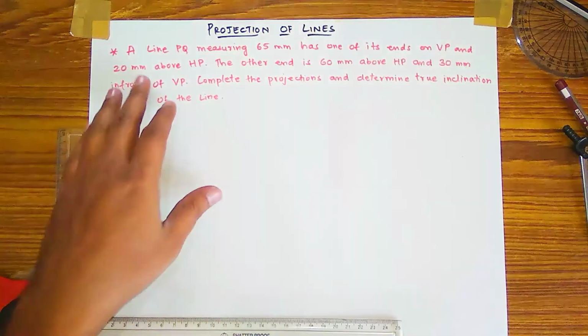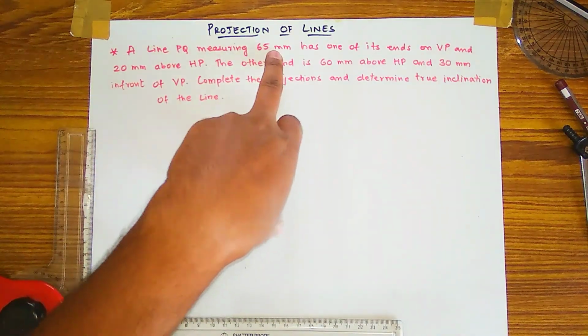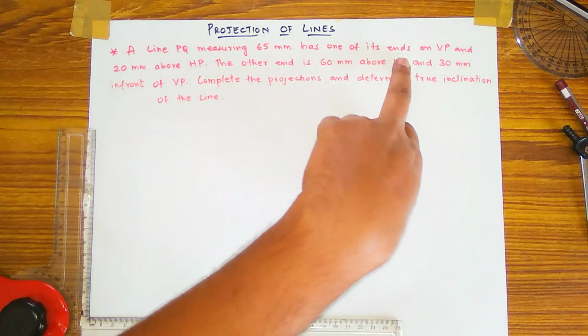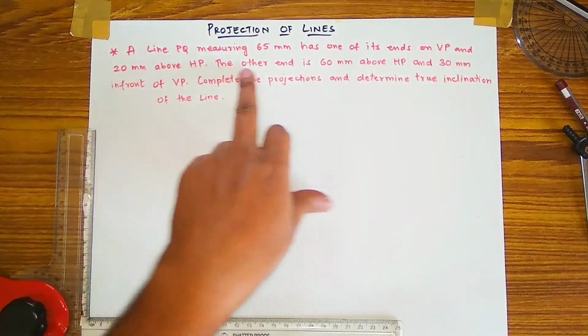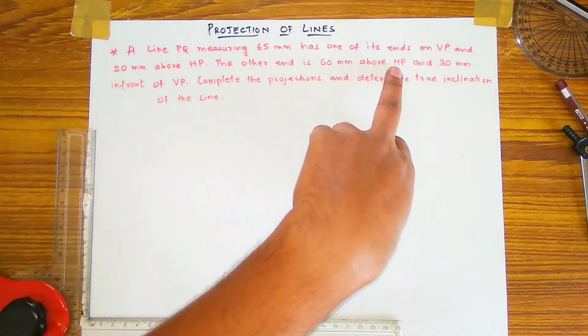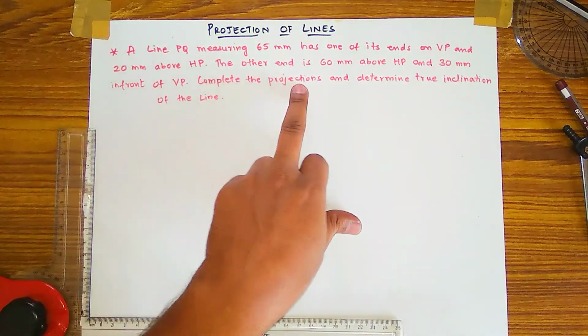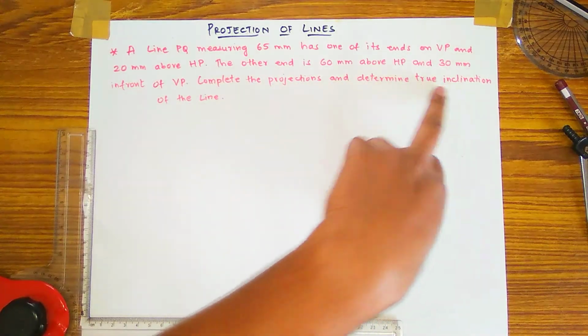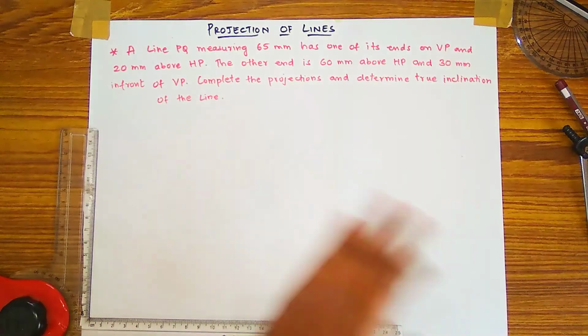So I am going to start my question. A line PQ measuring 65 mm has one of its ends on VP and 20 mm above HP. The other end is 60 mm above HP and 30 mm in front of VP. Complete the projections and determine the true inclination of the line. So we have to find the inclination also.